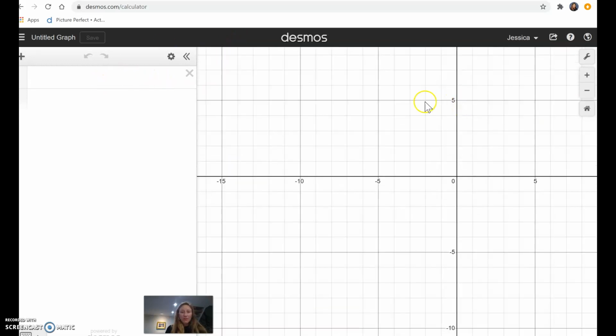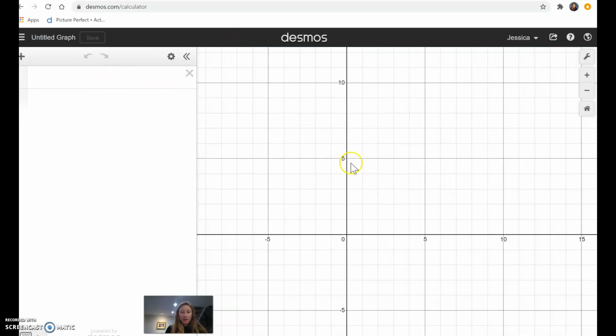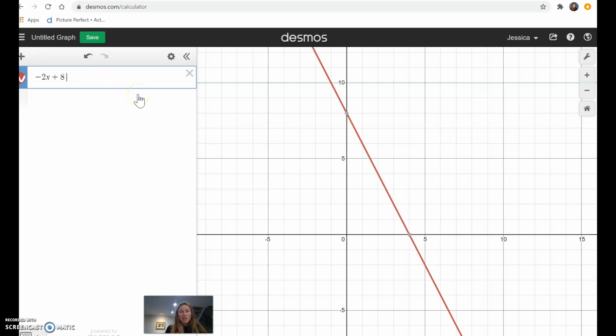So here I am at Desmos looking at this blank graph, and I'm going to type in an equation, and it's going to be negative 2x plus 8. So this is the line negative 2x plus 8.